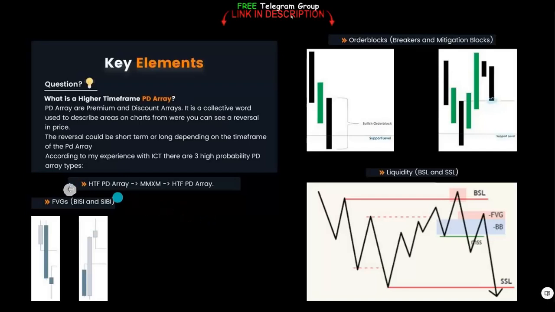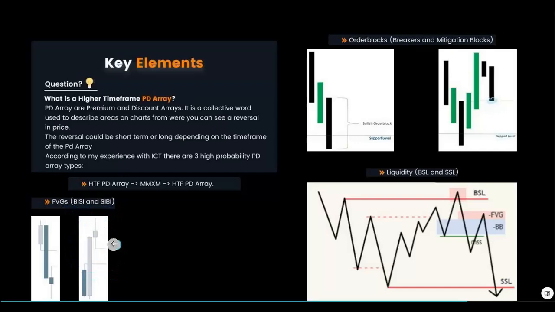The first PD array is the FVGs: the buy side imbalance, sell side inefficiency, and the sell side imbalance, buy side inefficiency. The BC and the CB. We have a BC right here and we have the CB right here. So that is the first PD array. The second PD array, we have the order blocks, the breakers and the mitigation blocks. And we have the liquidity, the buy side liquidity and the sell side liquidity, as you can see in the illustrations.